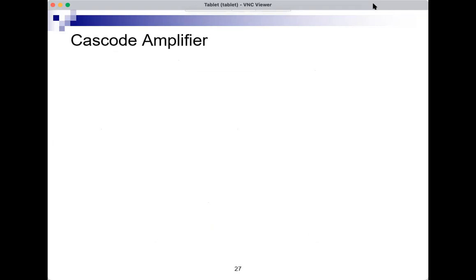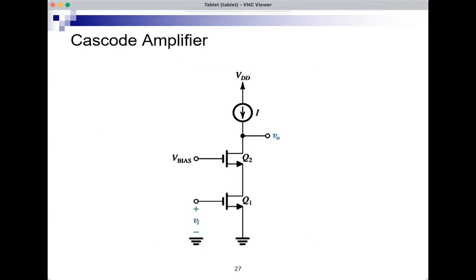Now, the next circuit we will study is a combination of two stages called the Cascode amplifier. And here's the MOSFET implementation of a Cascode amplifier. I have two MOSFETs now, and they're both contributing to the amplification. I had circuits with two MOSFETs before, but only one was contributing to the amplification, the other was contributing to the biasing, acting like a current source. Now Q1 and Q2, the two MOSFETs, are contributing to the amplification.